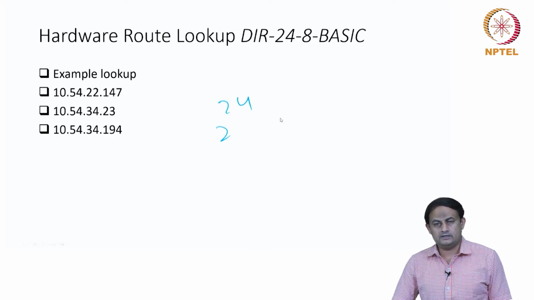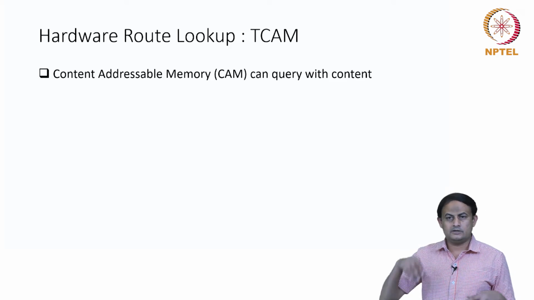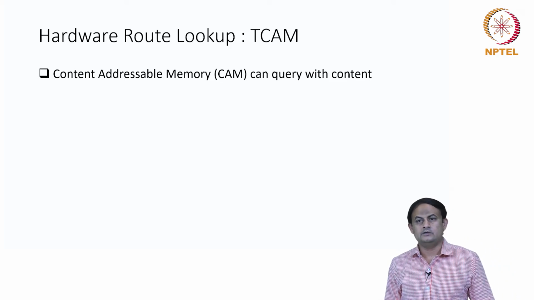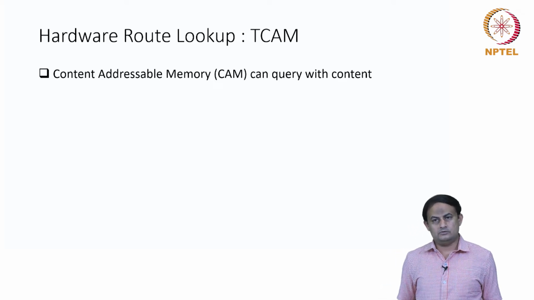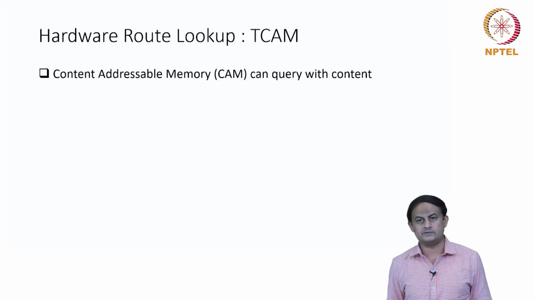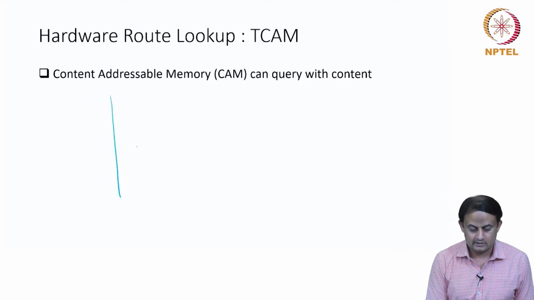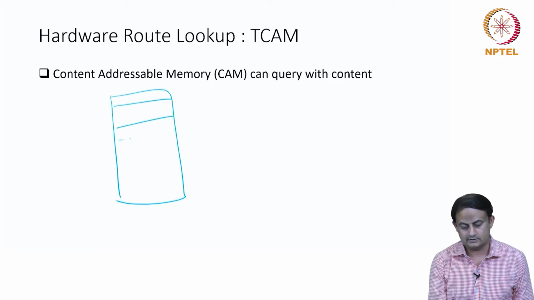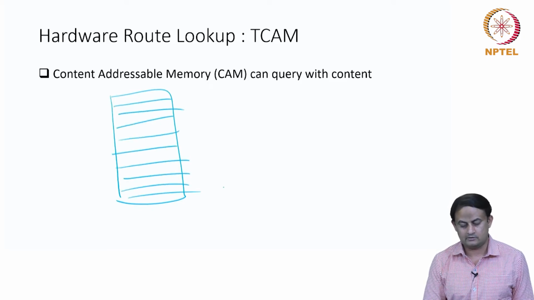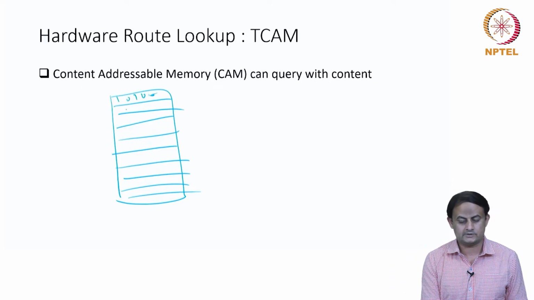So if this is not the best way to do the lookup, then what else can I do? If you can recollect our previous discussion on the ternary content addressable memory, we said that TCAM can actually do the comparisons by taking prefixes into account. Basically, some of the bits you can omit and then do the comparison. So TCAM is a table and it has entries for some prefixes. So I can say that 1010 star is the first entry, 1101 star is the second entry, and so forth.